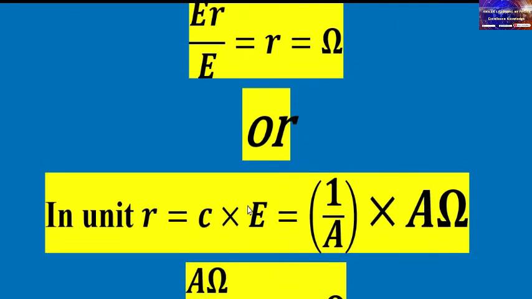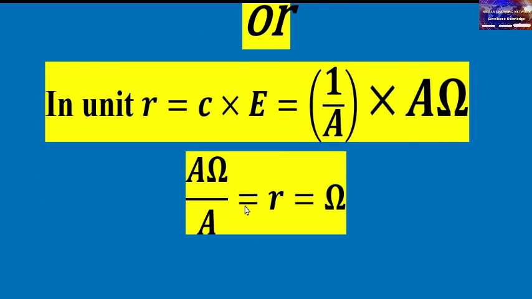Or you can use this one. Let's check how it is calculated. c is equal to 1 over I, which is per ampere, times E.M.F, which is I times ohm, and the internal resistance is actually resistance.